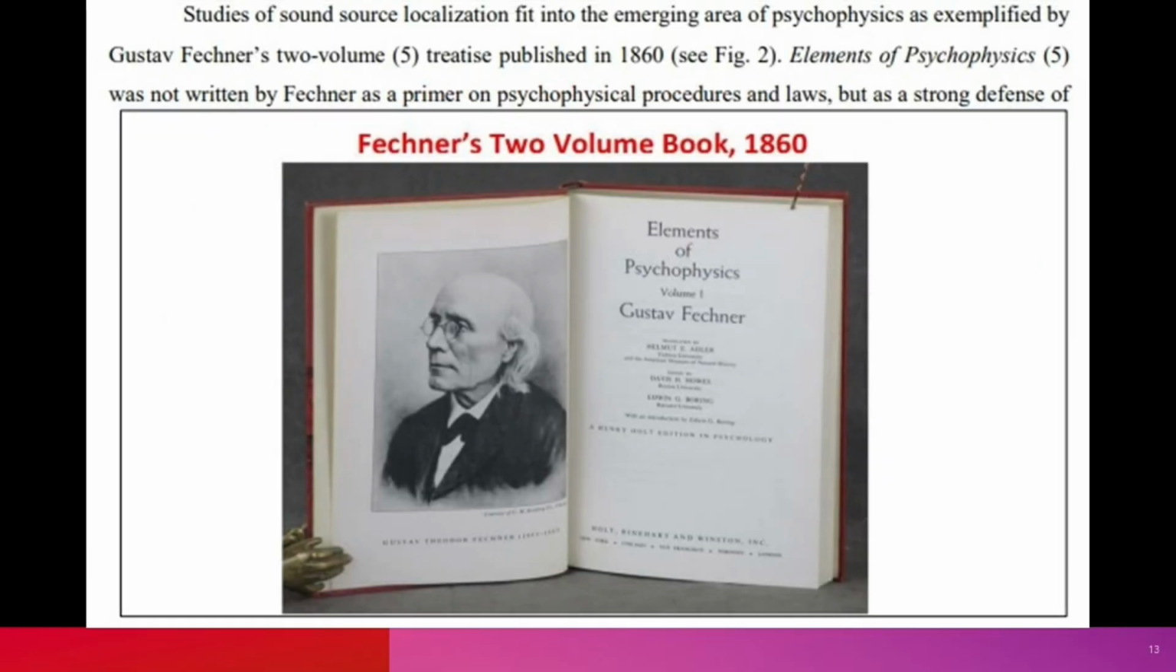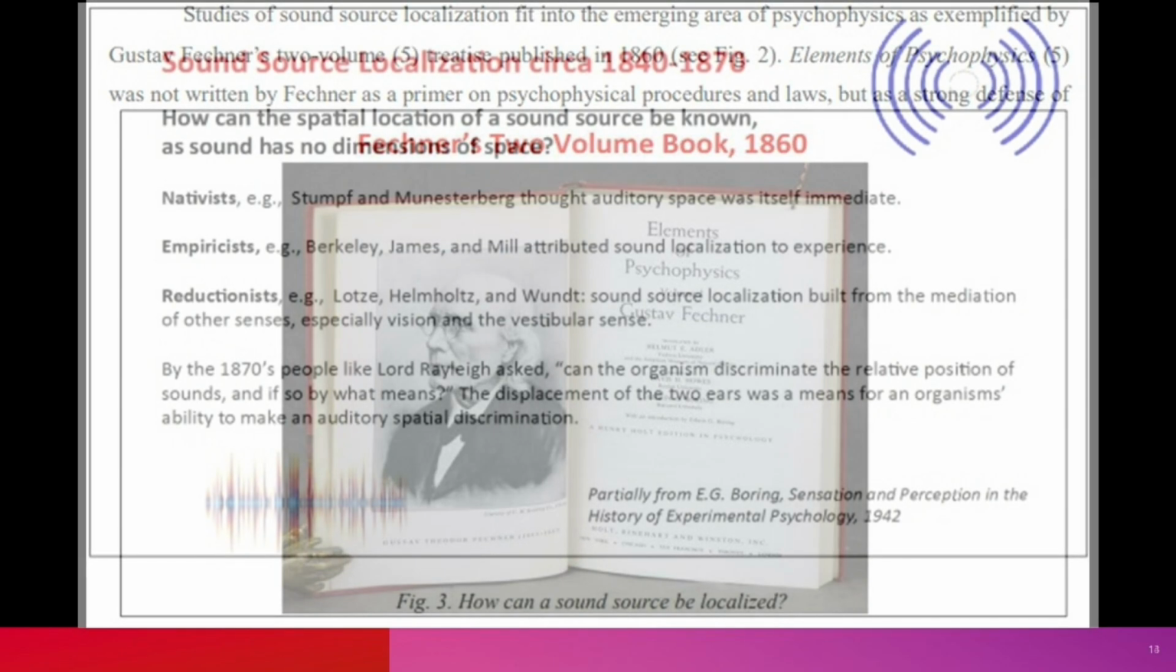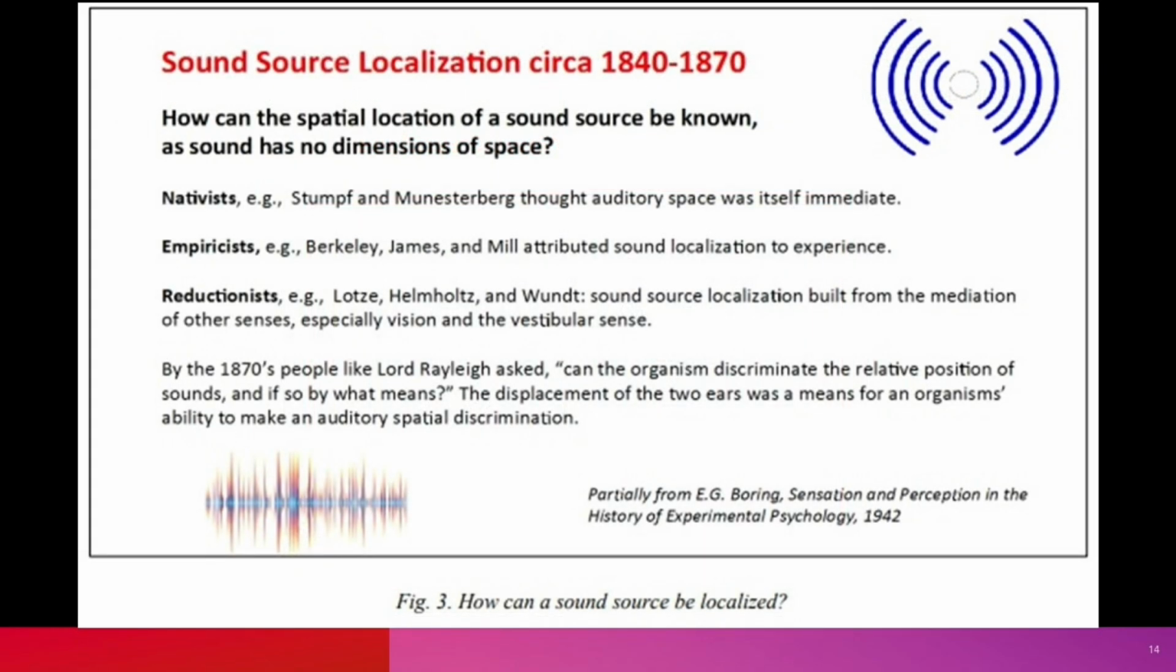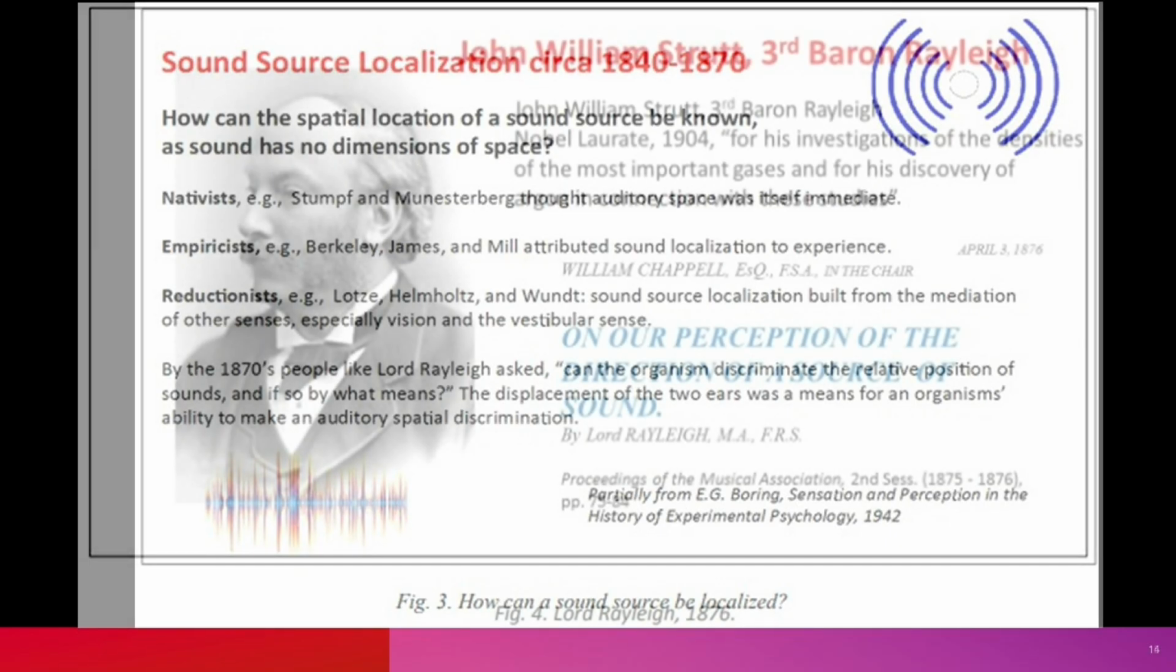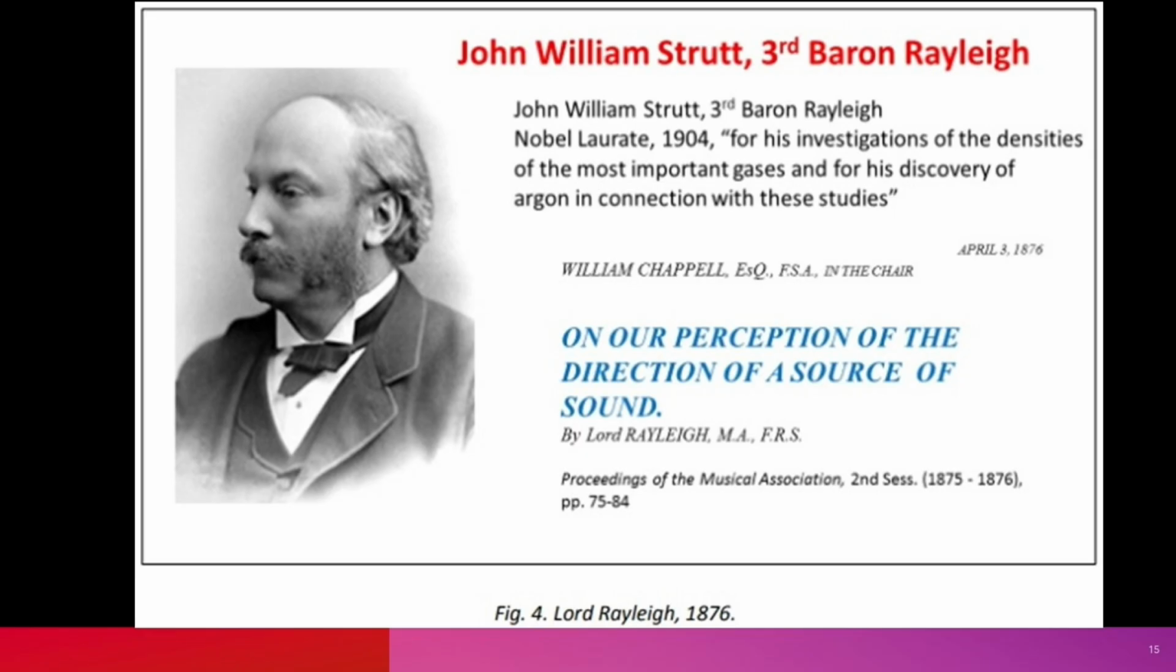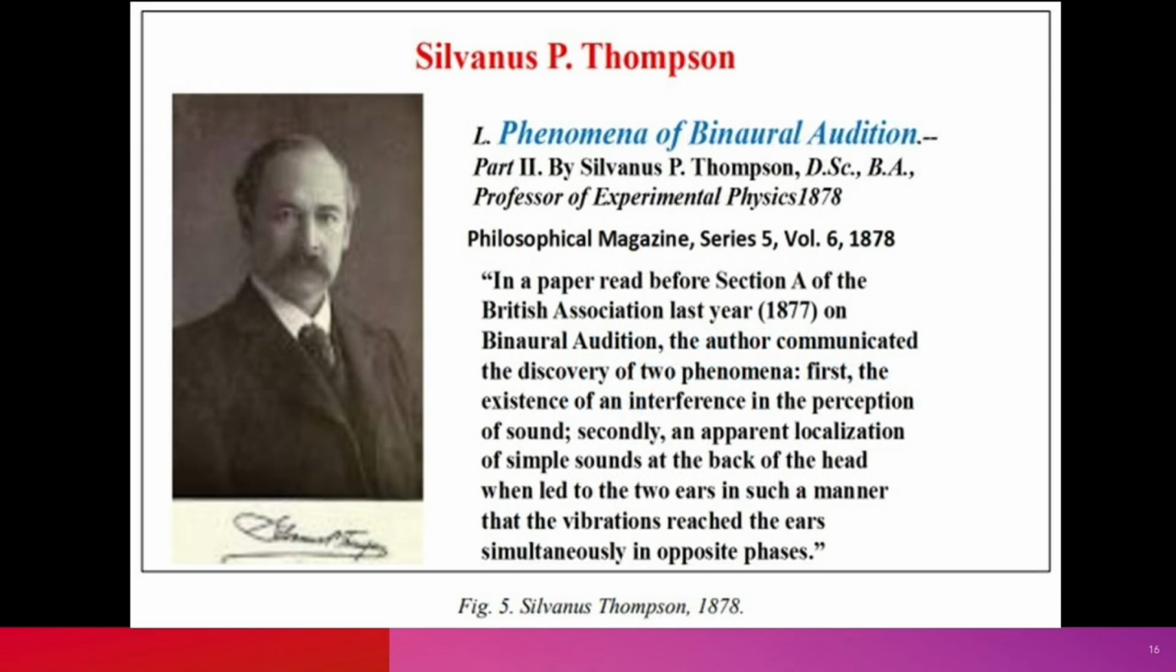So here's some elements of psychoacoustics that have been done throughout the years. Fechner in 1860, he was there, Blauert. He asked, how can you localize sound when there's no dimensions of space? I don't know what he means by that, but they struggled with questions like these. Strutt and Rayleigh, 1876, the phenomena of binaural audition. Thompson, around 1878.